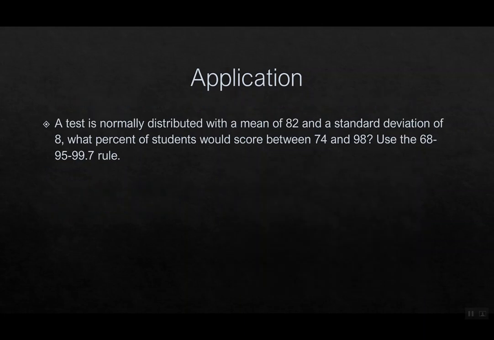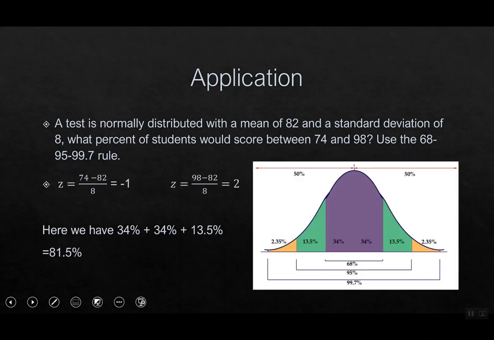Let's try that again. A test is normally distributed with a mean of 82 and a standard deviation of 8. What percent of students would score between 74 and 98? Again, we're going to use the 68, 95, 99.7 rule. This time we have two numbers we need to convert to z-scores. We have both 74 and 98. So converting those two numbers to z-scores, we have 74 minus 82 divided by 8, which gives us a z-score of -1. We also have 98 minus 82 over 8, which is a z-score of 2.